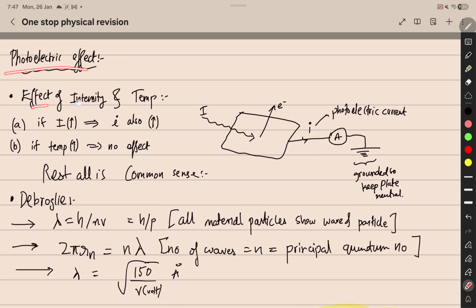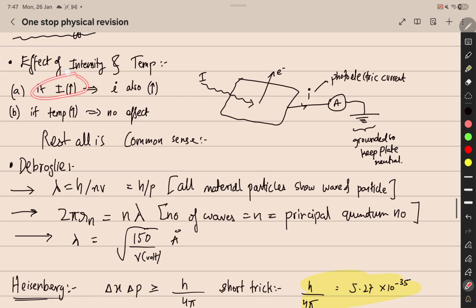Photoelectric effect, effect of intensity and temperature. If intensity increases, then current also increases. If temperature increases, there is no effect on this reaction. Rest all is common sense. Right, so we can see that it is grounded.